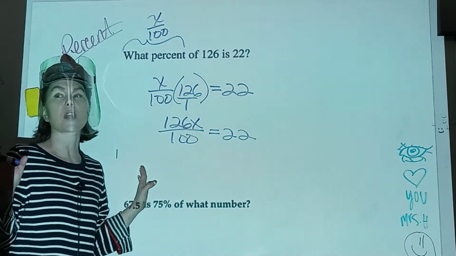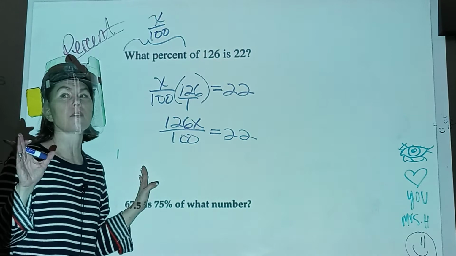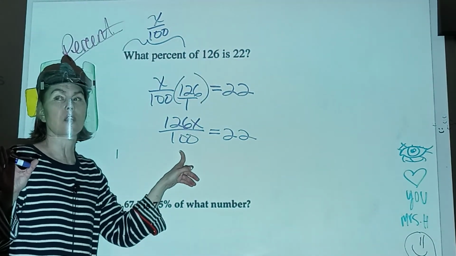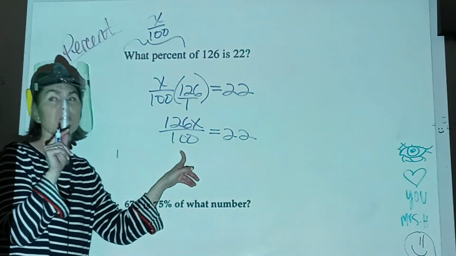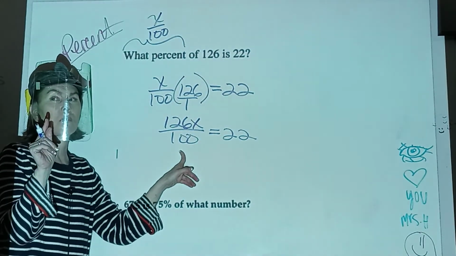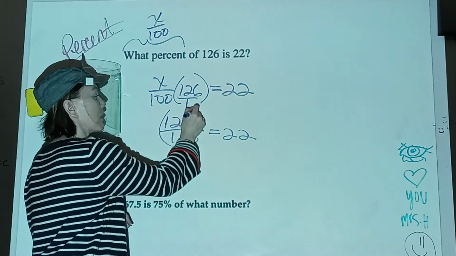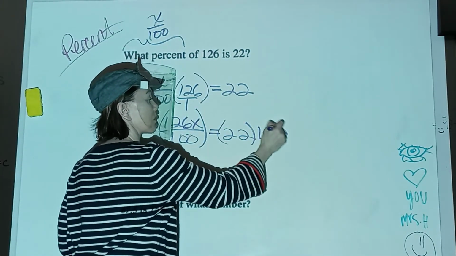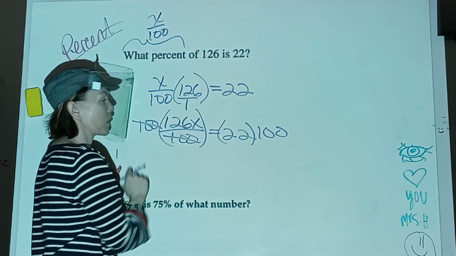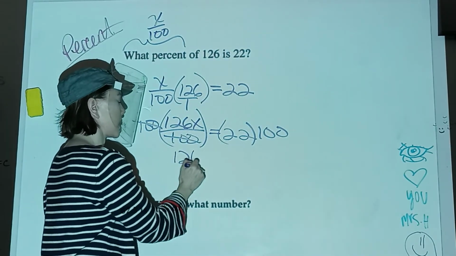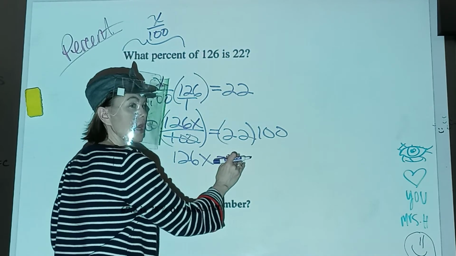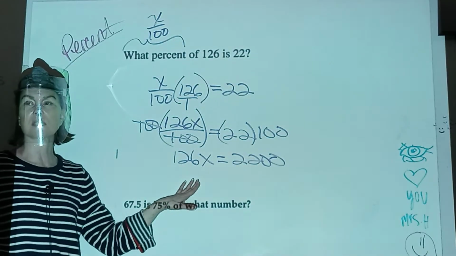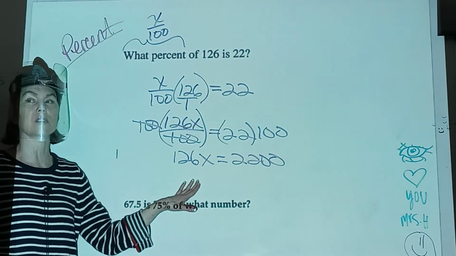Now we need to solve for x. But how do we get rid of a fraction? By multiplying by whatever is in the denominator. I told you this was going to take 3 steps, but go with me. Whatever we do to the left side of the equal sign, we also do to the right. The hundreds cancel. What do we bring down in that numerator? 126x equals 22 times 100, which is what? 2200. Have we solved for x yet? No.